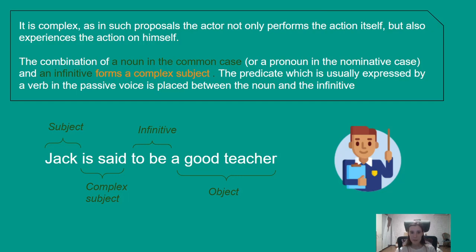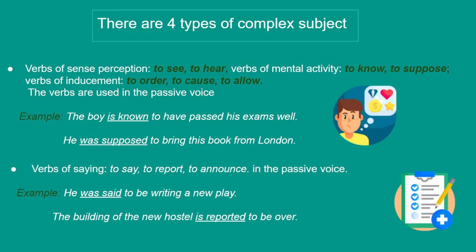Jack is said to be a good teacher. So, Jack is the subject, is said is the complex subject, to be is the infinitive, a good teacher is the object. There are four types of complex subject.